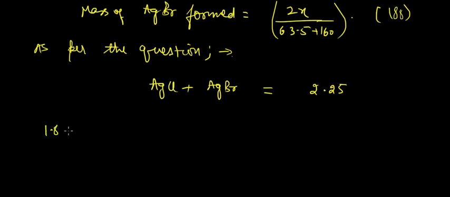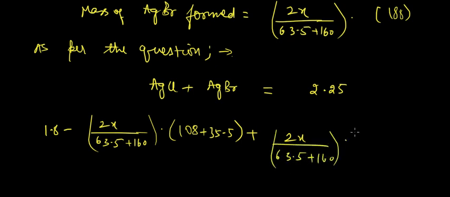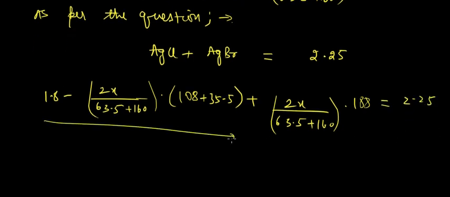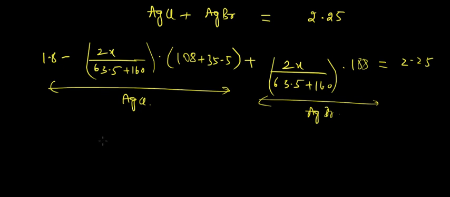So the mass of AgCl would be the leftover AgCl's mass, into 108 plus 35.5, plus the mass of AgBr, which would be again 2x upon 63.5 plus 160 into 188, and this equals 2.25. This is the mass of AgCl and this is the mass of AgBr. Okay, so from here you can calculate the value of x. That is a homework problem for you, just a simple math problem, and x would come out to be 1.13.